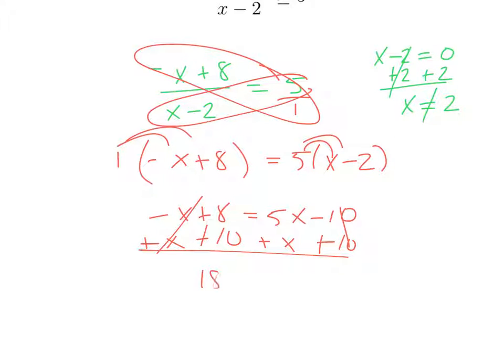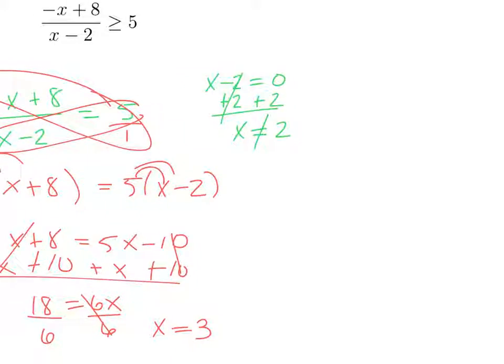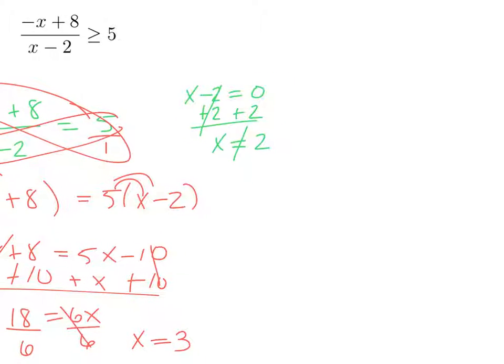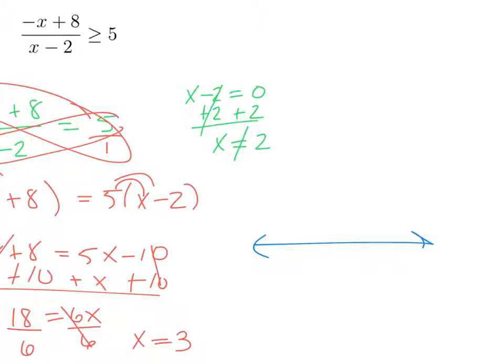I end up getting 18 equals 6x. Dividing by 6, I end up getting x equals 3. So now I have my two values that go on my number line. I'm going to go ahead and make my number line. So my number line is going to have the two values of 3 and 2.